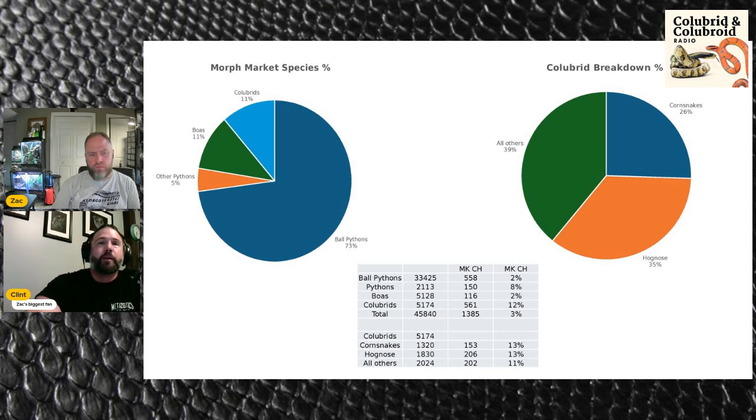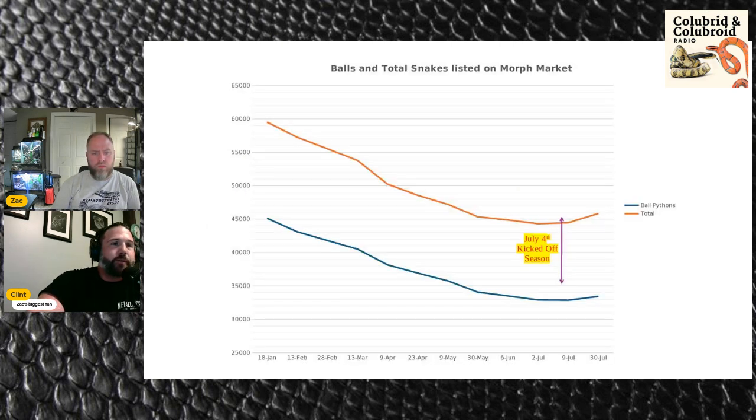Colubrids, boom, 12% increase over last time with a 561. I mean, if you look at that, more colubrids were added than ball pythons were added. And that shouldn't be surprising, because we know that colubrids hatch out much larger clutches than ball pythons do. So I think we're going to continue to see the market change at a higher rate on colubrids than anything else. All in, 3% increase. We'll go ahead and skip to our next slide here.